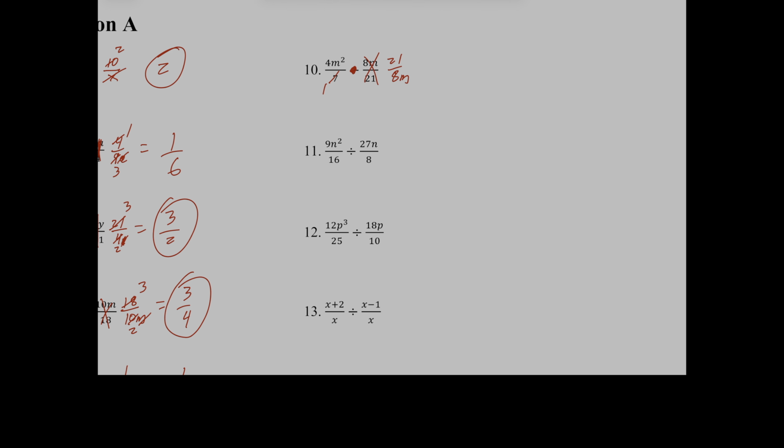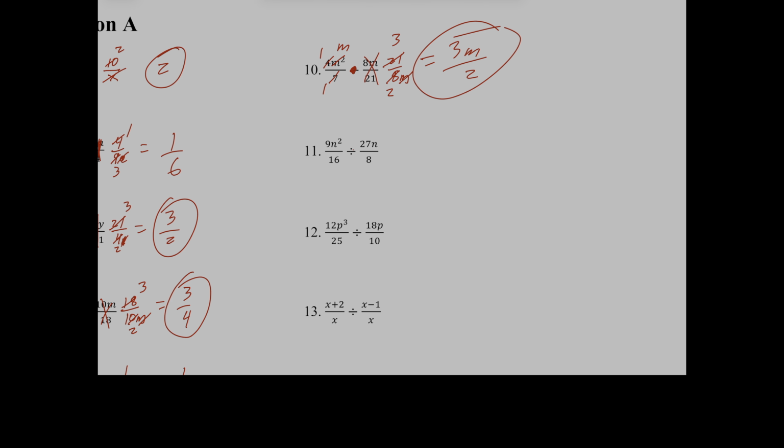Okay, so 7 will go in here once, and into 21 3 times. Now I'm dealing with my 4 and my 8, 1 and 2. The m's, I have 2 on top, 1 on the bottom. That'll leave me with 1 m on top. So my answer will be 3m over 2.